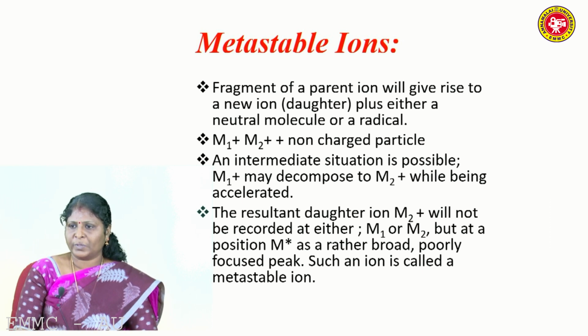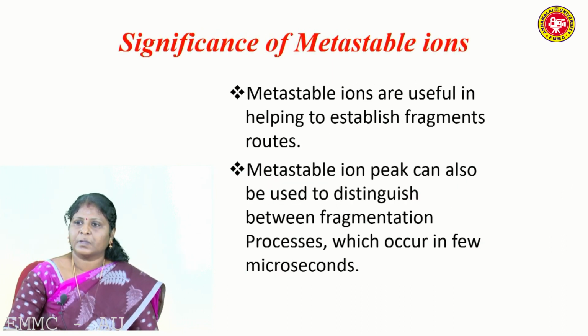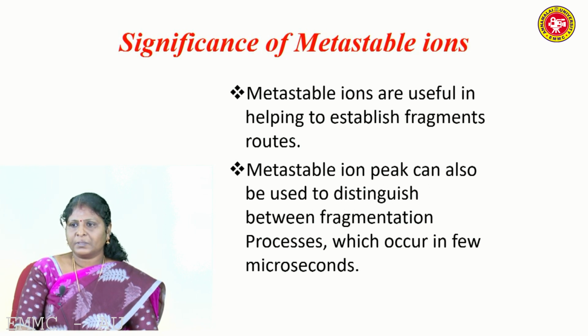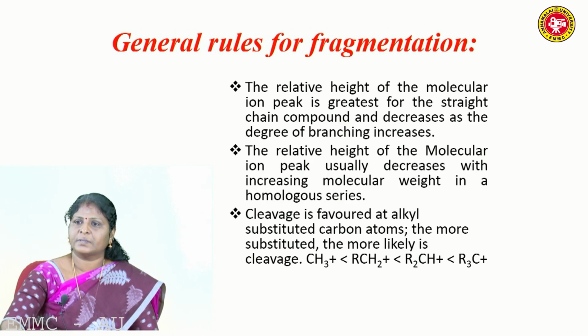Actually, it is expected that M1 decomposes to M2 plus, but in some cases M1 cannot be decomposed to M2 plus directly. But a peak is obtained at M star, denoted as M'. It appears somewhere between M1 and M2, as a broad diffuse peak. Normally, in the mass spectrum, peaks are intense, but metastable ions appear as broad and diffuse peaks. Metastable ions are useful in helping to establish fragmentation routes. This metastable peak can also be used to distinguish between fragmentation processes which occur in a few microseconds.